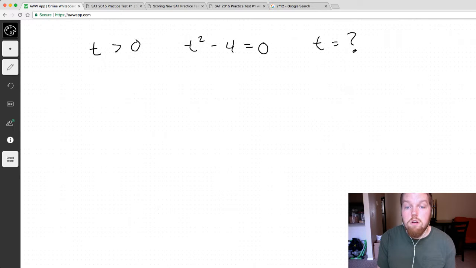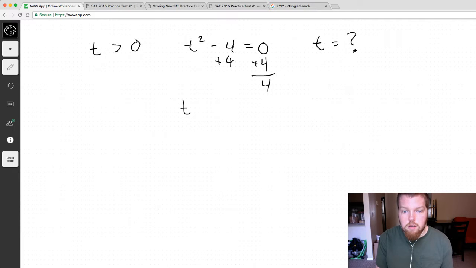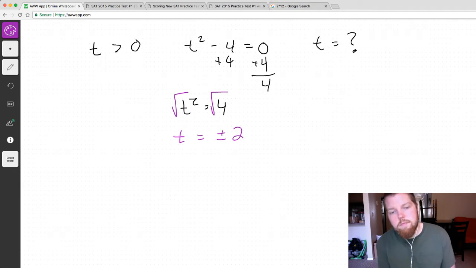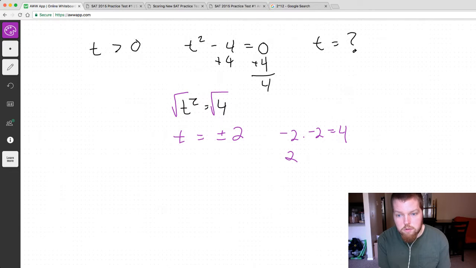We'll add 4 to both sides of the equal sign. It will cancel out over here, and this will equal 4. So we'll get t squared equals 4. And then to solve, we take the square root of both sides. Square root of t squared is t, and the square root of 4 is plus or minus 2. And I can prove that to you because negative 2 times negative 2 is 4, and 2 times 2 is 4.